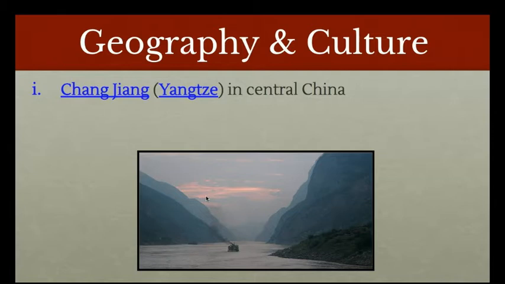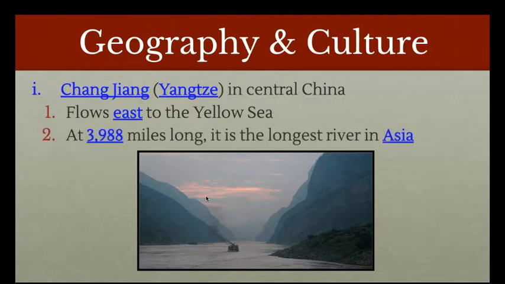Now, fair warning for my students, on your test at the end of this unit, I may put the names as the Changjiang and the Huang. I might put them as the Yellow and the Yangtze. So it does pay to know both names, but for simplistic purposes, I like to remember them as the Yellow and the Yangtze. So the Yangtze River flows east to the Yellow Sea, and at 3,988 miles long, it is the longest river in Asia.